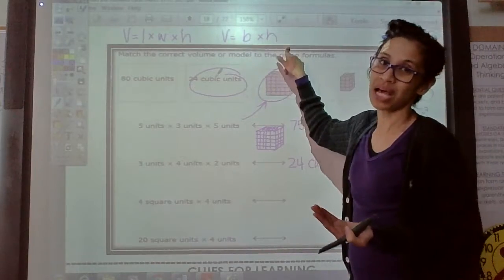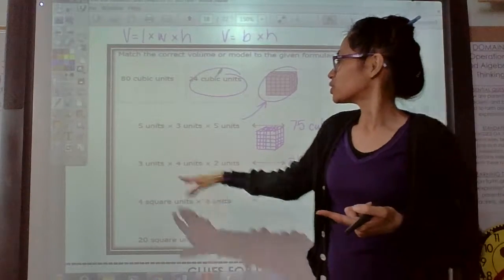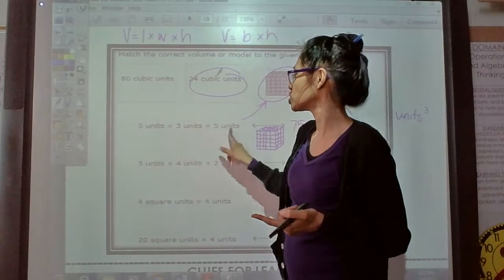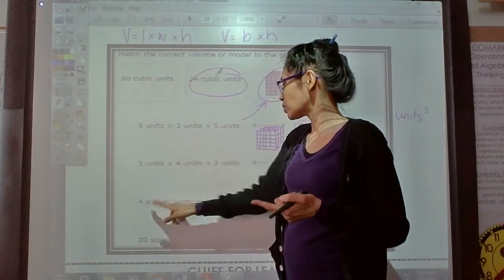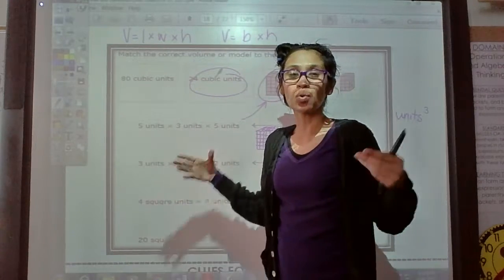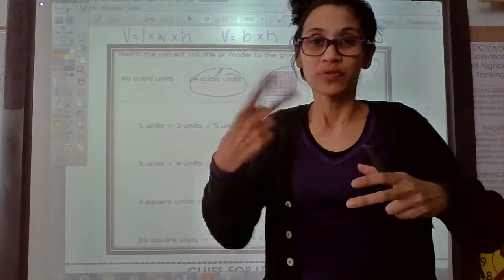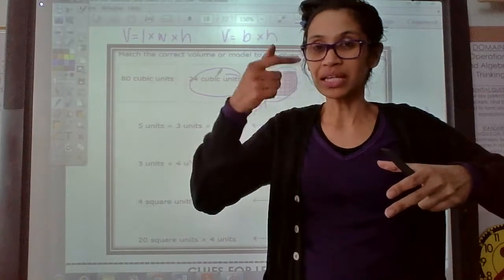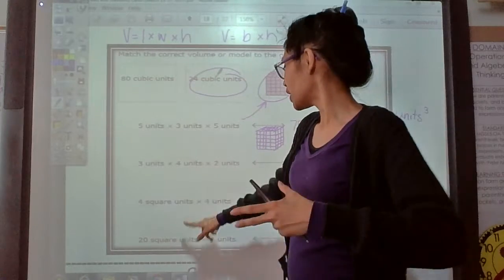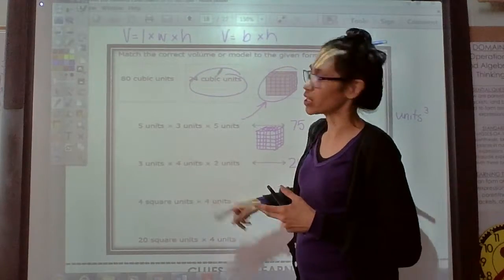It's this base times height. And look what else is different. You see how all these other ones say units, units, units. That one says square unit. Square units means I already multiplied 2 things together. Bam. The length and the width. And then there's the height right there.